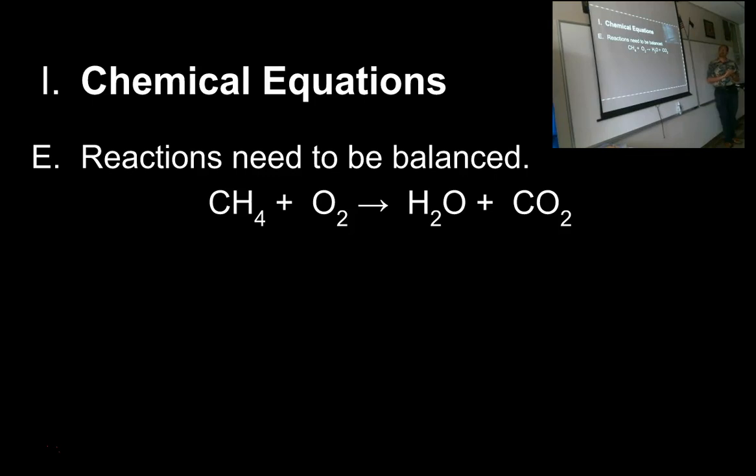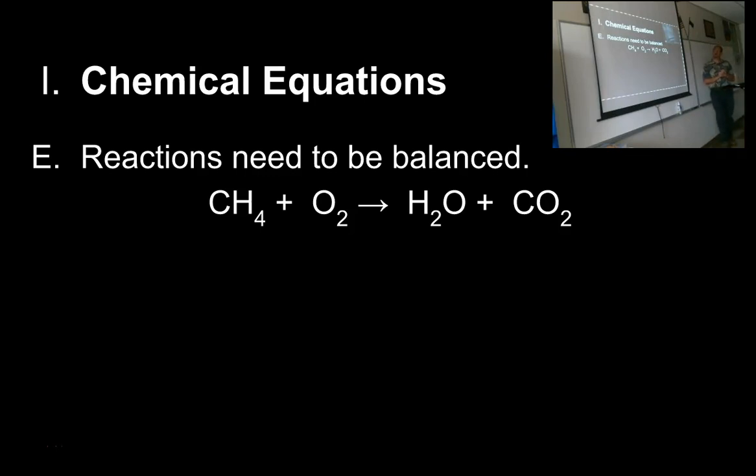Okay. The other thing you need to know is that reactions need to be balanced. If you have a certain number of carbon atoms or hydrogen atoms in the reactants, you need to have that same number of carbon and hydrogen atoms in the products, because remember, matter is neither created nor destroyed. It just changes forms. So if I have 1 carbon and 4 hydrogens on the left in the reactants, I should be able to find 1 carbon and 4 hydrogens on the right. So let's look at that. Do I have 1 carbon and 4 hydrogens on the right?